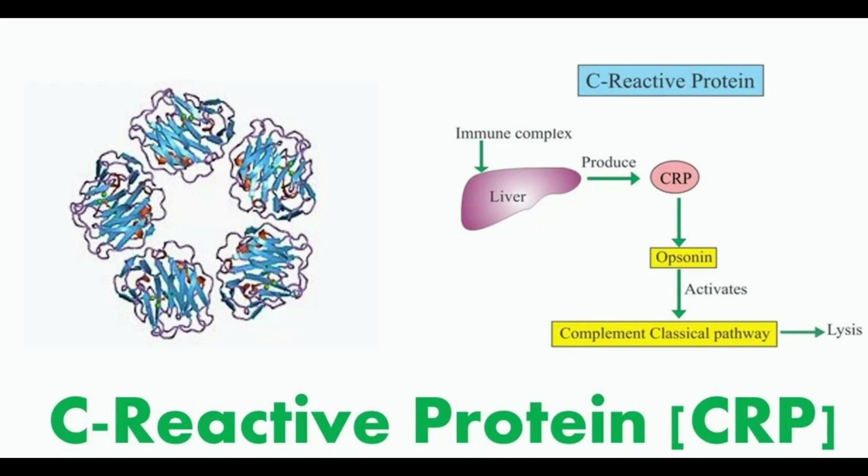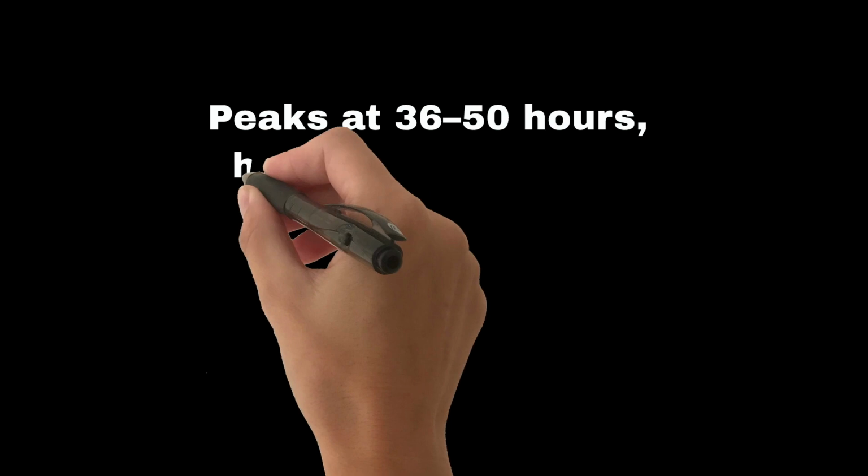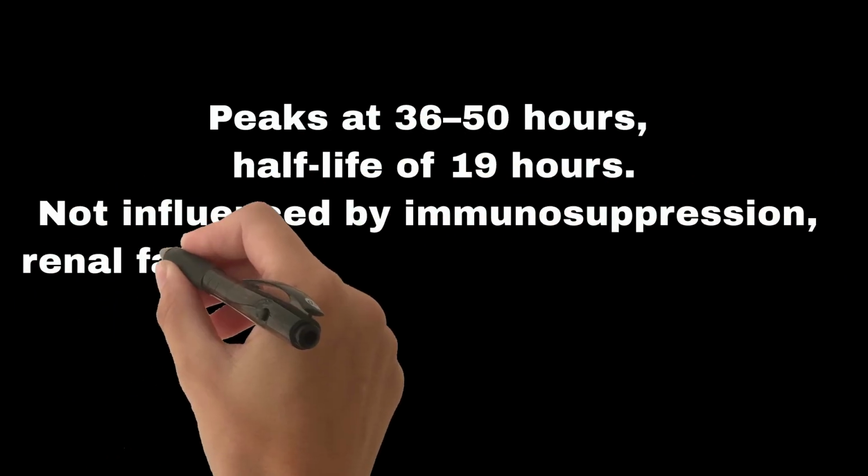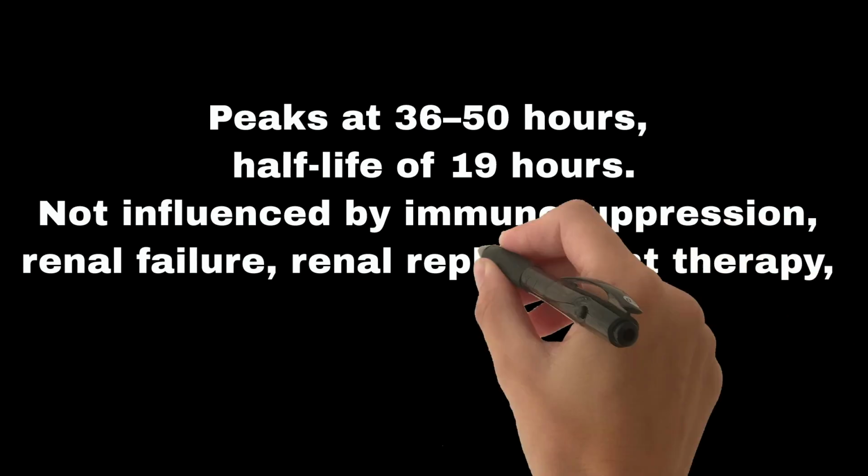C-reactive protein, CRP, is the next important biomarker. CRP is synthesized in the liver, and its level increases 4 to 6 hours after an inflammatory stimulus, doubling every 8 hours. It peaks at 36 to 50 hours, with a half-life of 19 hours. It is not influenced by immunosuppression, renal failure, renal replacement therapy, or cirrhosis.